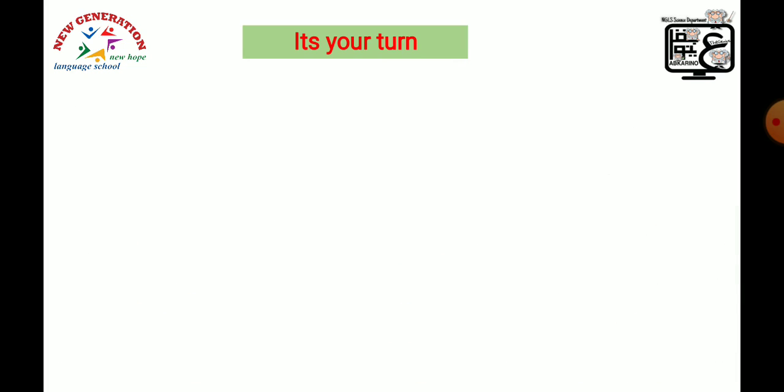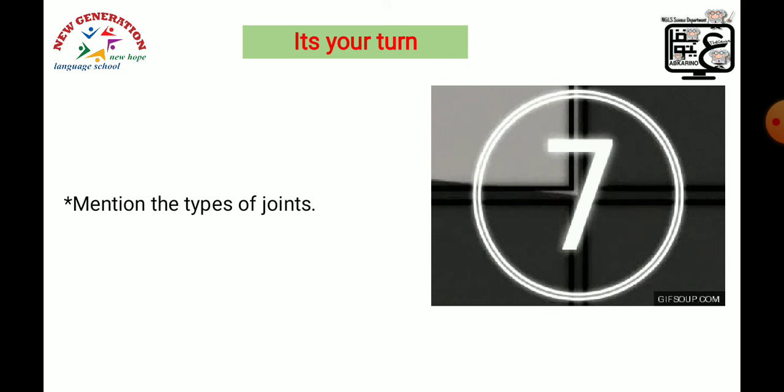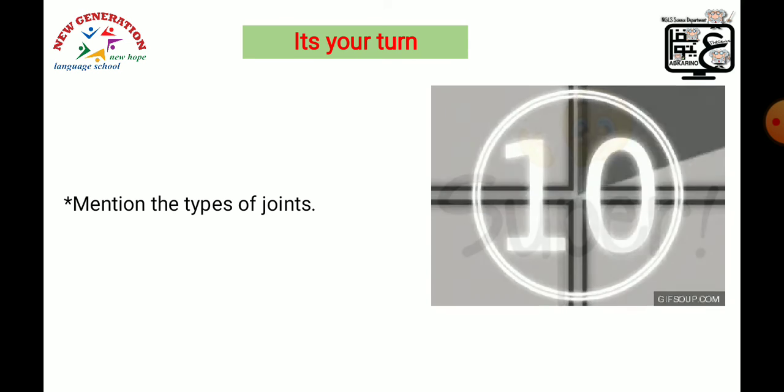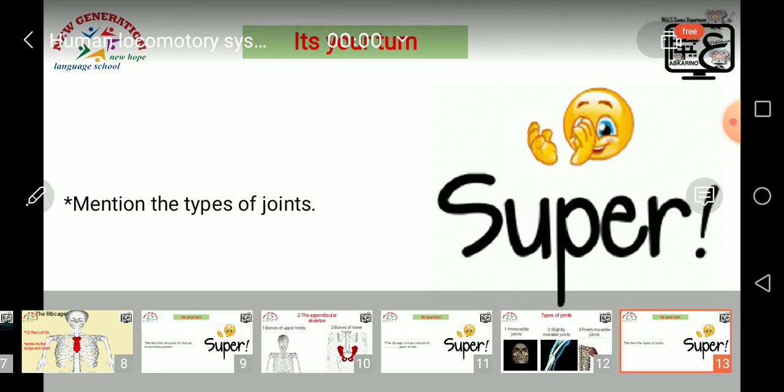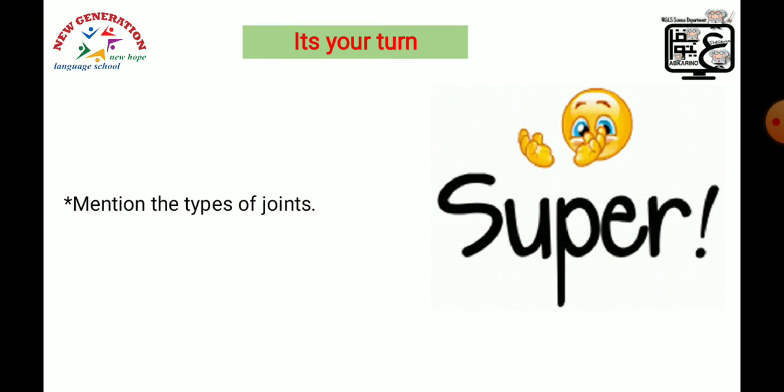And now, it's your turn, my hero. Okay, Jana, we have here one question. Mention the types of joints. Okay, and you have 10 seconds. 5, 4, 3, 2, 1. Super, Jana. Clap your hands for Jana. Excellent, Jana. You're amazing.